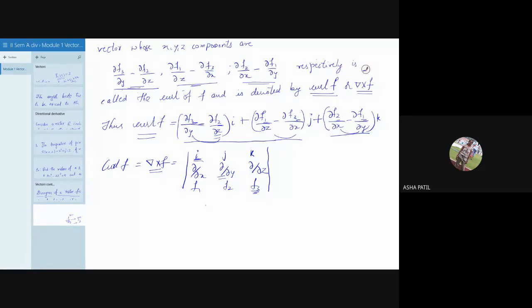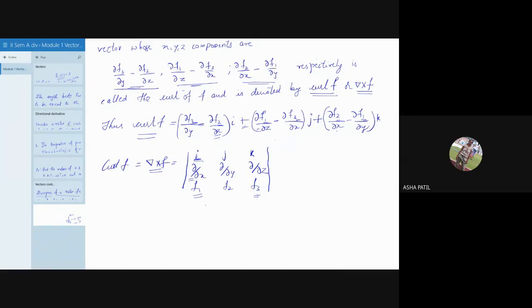If you go for the differentiation, we'll have dou by dou x operated on F3. That will be first, but because of the minus sign, here you can see it is written second, dou F3 by dou x. Then minus dou F1 by dou z, with the minus multiplied inside, so you'll get dou F1 by dou z. Similarly, this is the last term of your expansion.